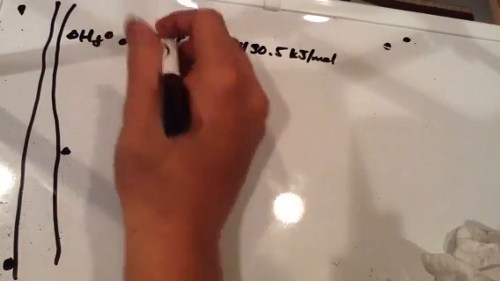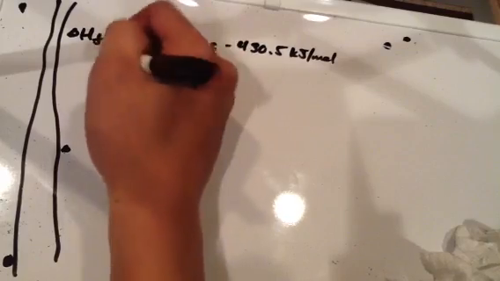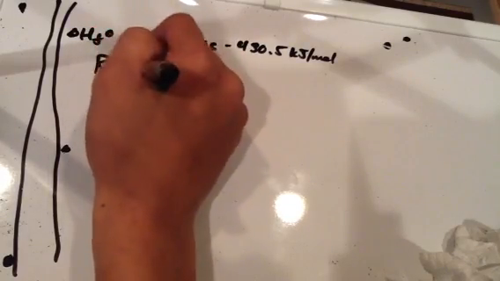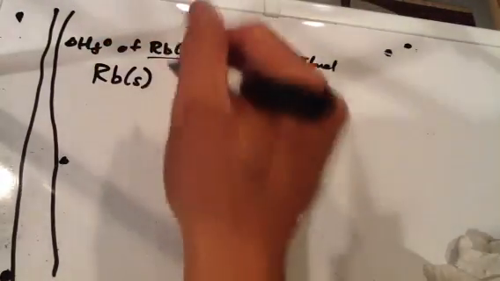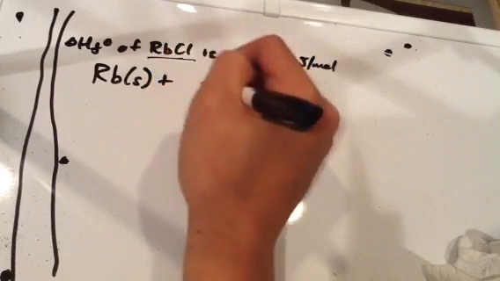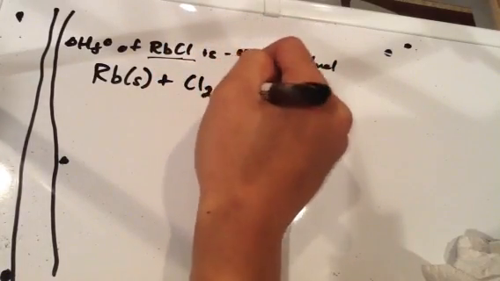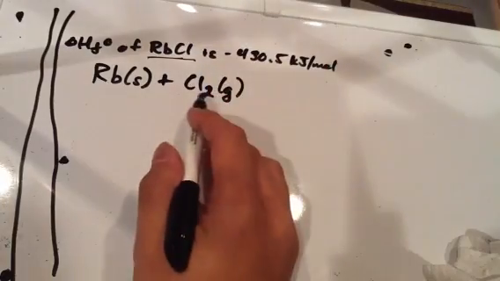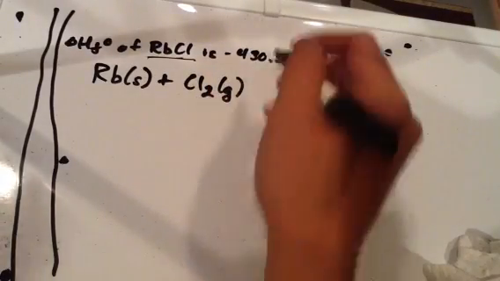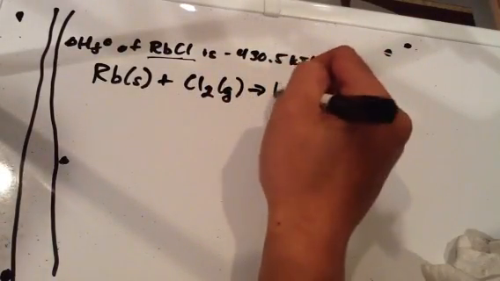Well, the first part is easy, rubidium. Rubidium in its basic elemental form is found as a solid, and it's found as one rubidium. Well, what about chlorine? Chlorine is actually a gas, but more importantly, it's Cl2 gas. It's not Cl gas, it's Cl2 gas. And we're going to get our RbCl.